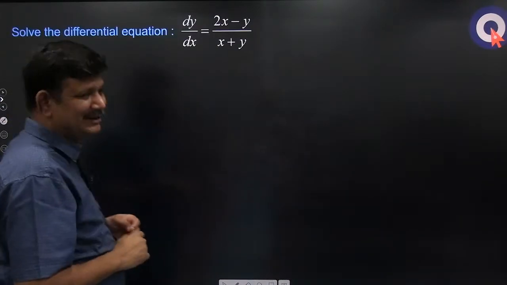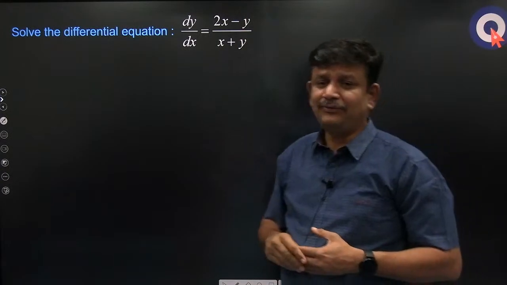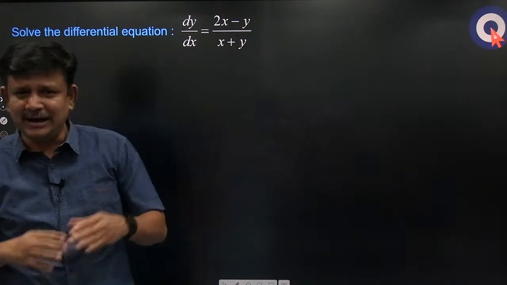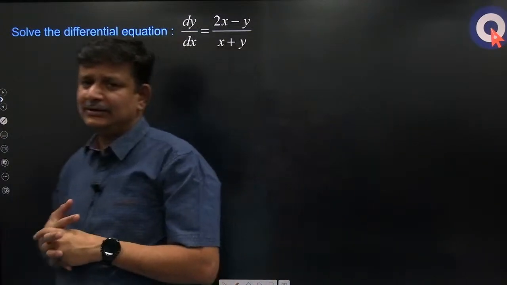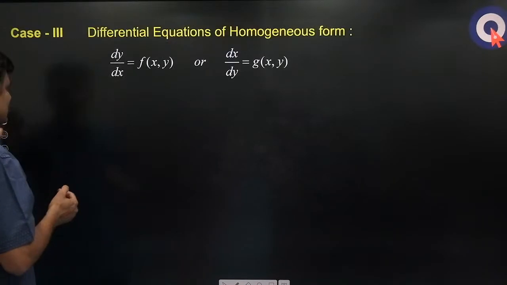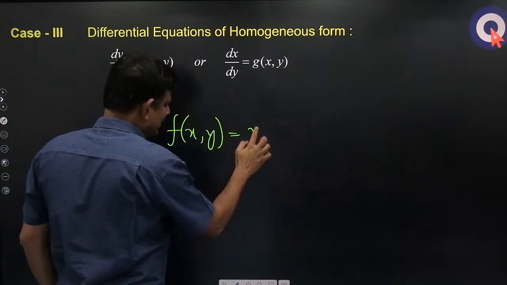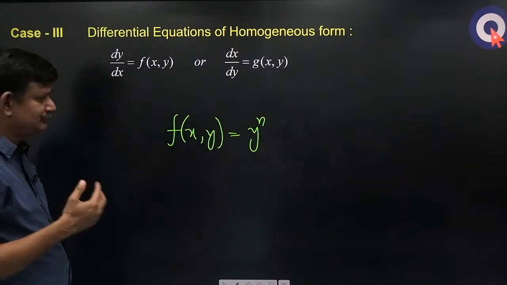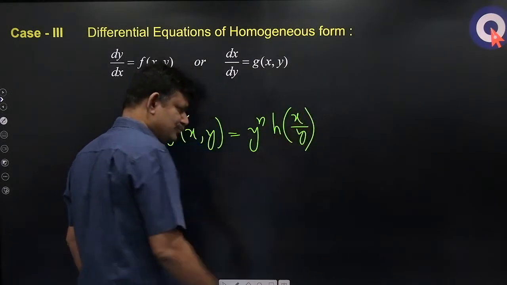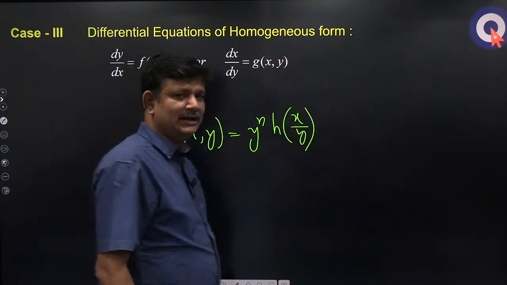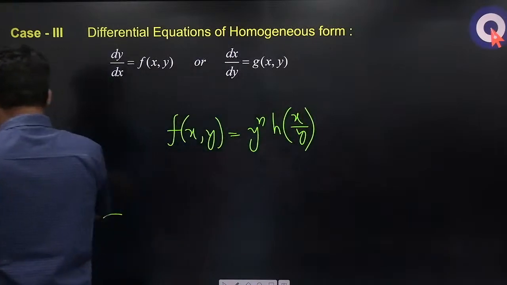होमोजीनियस इक्वेशंस होते क्या है? होमोजीनियस इक्वेशंस वो होते हैं जिनको you can write it as a function of x by y or y by x. If you can write the function as y power n into f of x by y, then that function is called homogeneous function. So what is a homogeneous function? If you have a function f of x comma y, which you can write it as y का power कुछ common लेके y power n into some function of x by y या y by x जो भी हो, ऐसे अगर लिख पा रहे हो, then it is called a homogeneous equation.